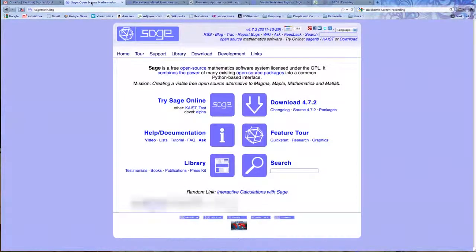SAGE is a free, open source mathematics program available from sagemath.org. You can download it there. You can also try it online for free. Just get an account on sagenb.org. There's also lots of documentation there, tutorials, and video tutorials. There are email lists you can join if you want to ask questions. Lots of things are available about SAGE on sagemath.org.